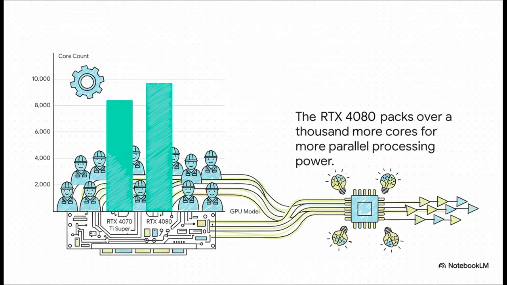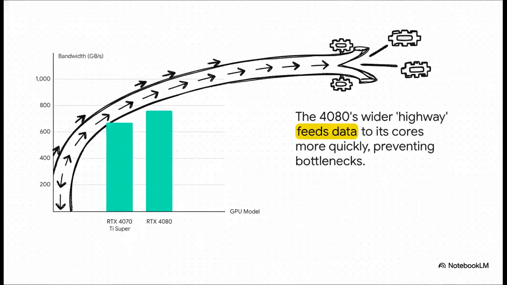The RTX 4080 is packing almost 10,000 of them, while the 4070 Ti Super has about 8,500. That's over 1,000 extra workers, which means way more parallel processing power for those big AI jobs. Now, if the CUDA cores are the workers, then memory bandwidth is the highway system that delivers materials to them. The 4080 has a wider, faster highway, almost 717 gigabytes per second. This just means it can shuttle data to all those extra workers much more efficiently, preventing traffic jams and keeping the whole factory humming along at peak speed.